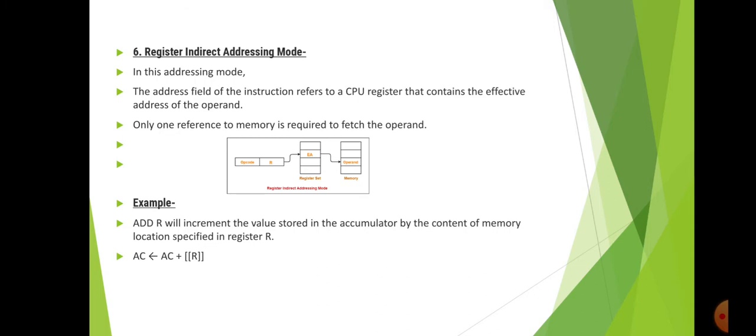Register indirect addressing mode. In this addressing mode, the address field of the instruction refers to a CPU register that contains the effective address of the operand. Example: add R will increment the value stored in the accumulator by the content of the memory location specified in register R.